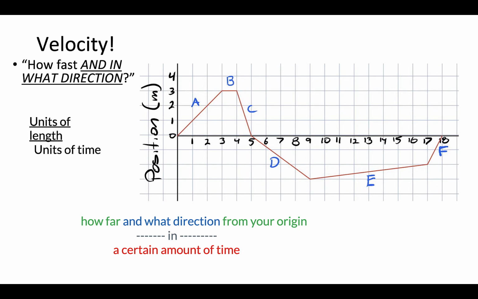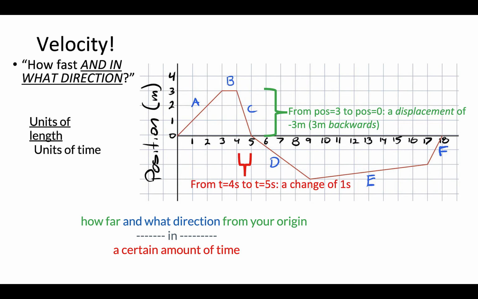Velocity is a little bit different in that we also include direction. So we're still going to look at segment C. Same motion. The object is moving from a position of positive 3 to a position of 0, the origin. And we do care about direction this time. So that is a displacement of negative 3 meters or 3 meters backwards. And that took, again, a period of 1 second to make that motion.